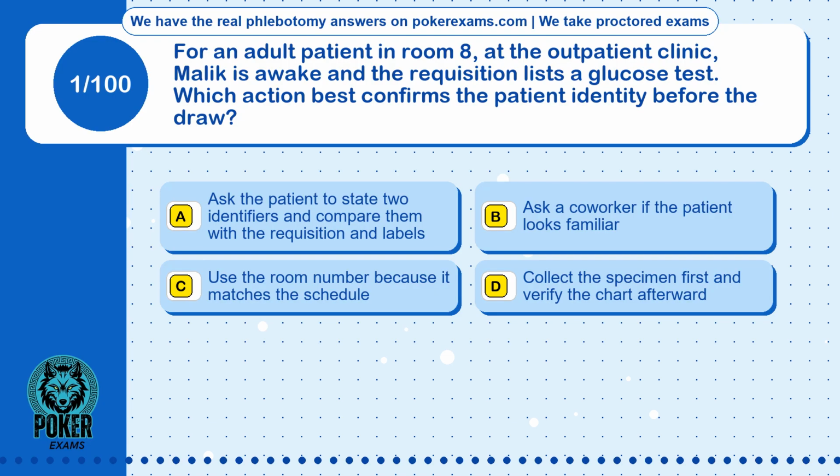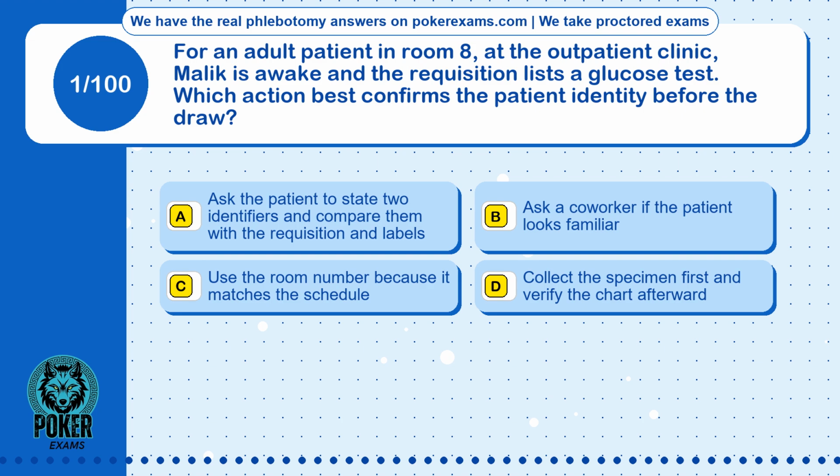Question 1. For an adult patient in room 8, at the outpatient clinic, Malik is awake and the requisition lists a glucose test. Which action best confirms the patient identity before the draw? Option A. Ask the patient to state 2 identifiers and compare them with the requisition and labels.